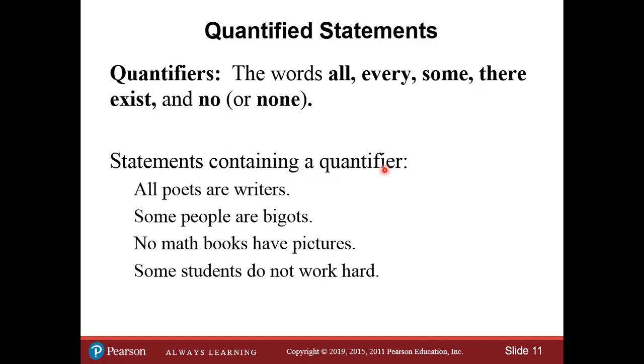Okay, so statements containing quantifiers are something like this: all poets are writers, which means that every poet, if you're a poet, then you are also a writer. Some people are bigots. What it's saying is there exists at least one person who is a bigot. Some means at least one person. No math books have pictures. This is saying there is not one math book that has a picture. Some students do not work hard. That means there has to be at least one student, right? It's saying there exists one student that does not work hard.